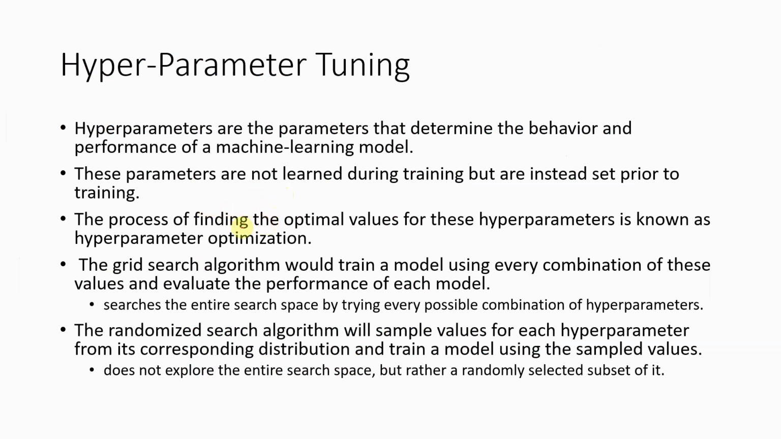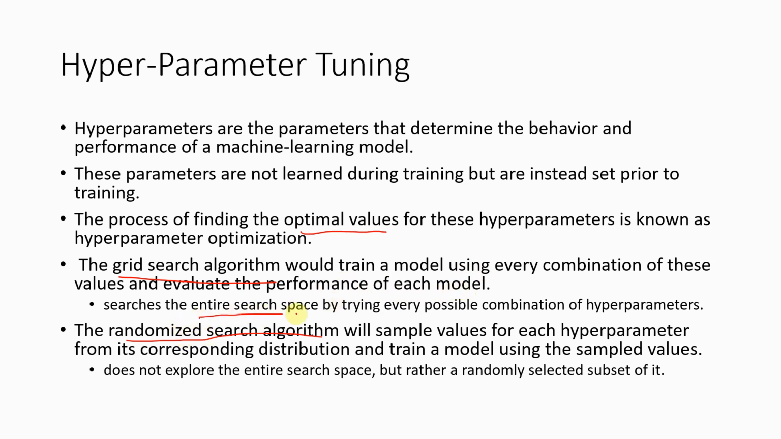And why do we need to do this? We need to find the optimal values for these parameters. That's why it is called hyperparameter tuning or optimization. And there are 2 types of hyperparameter tuning: one is the grid search algorithm and the other is the randomized search algorithm. In grid search, every combination of our hyperparameter values is tested and evaluated to improve the performance of the model. So it is an exhaustive search.